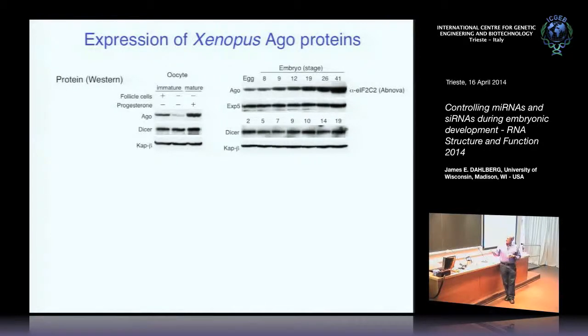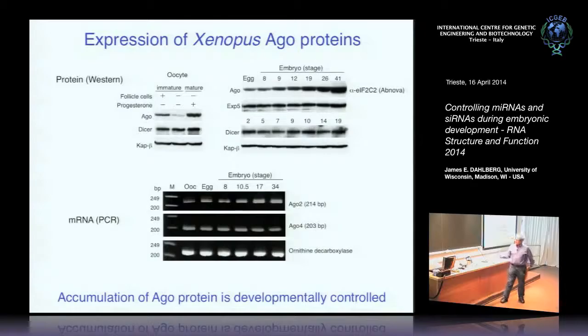When the oocyte matures, it does make its own Ago protein, and then we can see an increase here. Over on the right-hand side, we see that not only do we see an increase in Ago proteins during maturation, but when the egg is fertilized and starts developing, we see the appearance of quite a bit more Ago proteins, especially after the MBT period. There's also an increase in the messenger RNA for Ago2. We don't see a large increase in messenger for another Ago protein, Ago4. So there seems to be developmental control in this system.